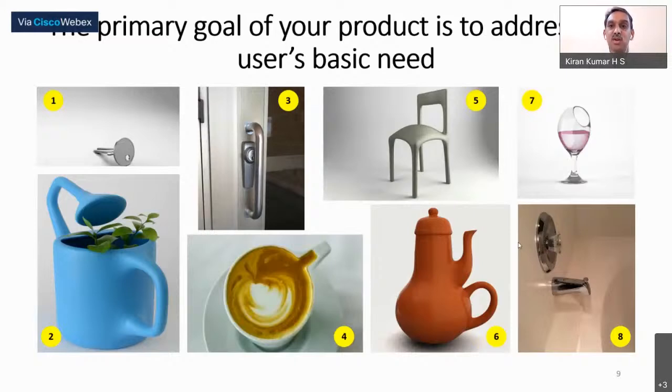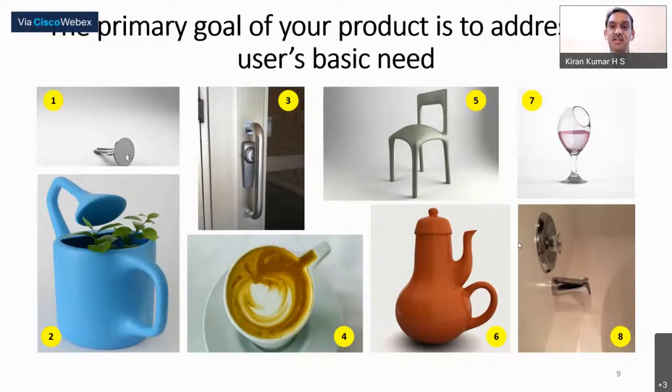So the primary goal of your product is to address the user's basic need. If the product doesn't address the basic need, then it's of no use. I gave you these examples even during my last session, last Sunday. Look at all of these, item number 5, for example, the chair. It's very uncomfortable to sit, isn't it? We saw this example last week.